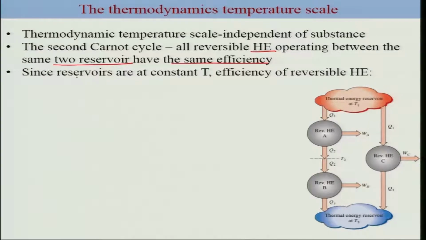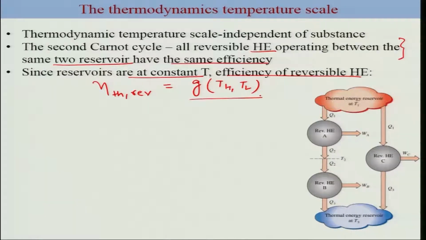Now since the reservoirs are at constant temperature, the efficiency of a reversible heat engine can be written in this form. So this is the heat engine efficiency, which can be written as a function of these two temperatures, considering that the reservoirs are at a constant temperature. And considering the fact that all reversible heat engines operating between two reservoirs must have the same efficiency. So this is the Carnot principle which we are making use of, and we are also making use of the fact that the reservoirs operate at a constant temperature. Thus, the efficiency of a reversible heat engine should be a function of TH and TL.